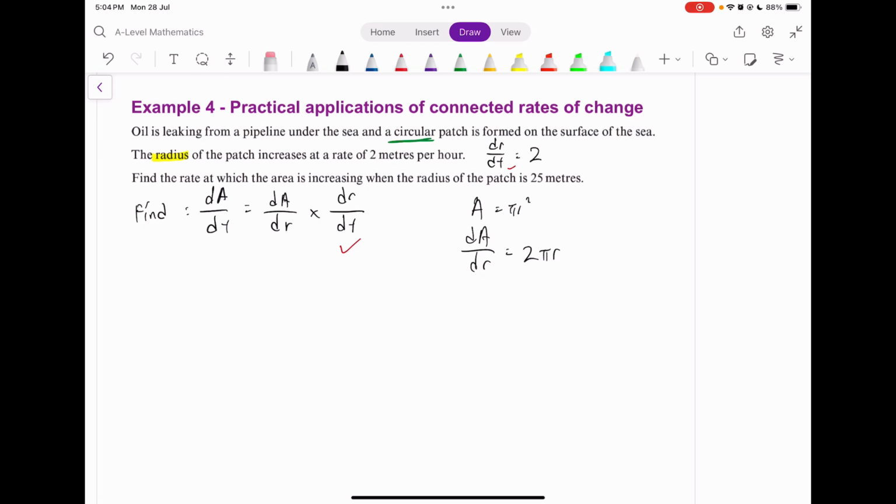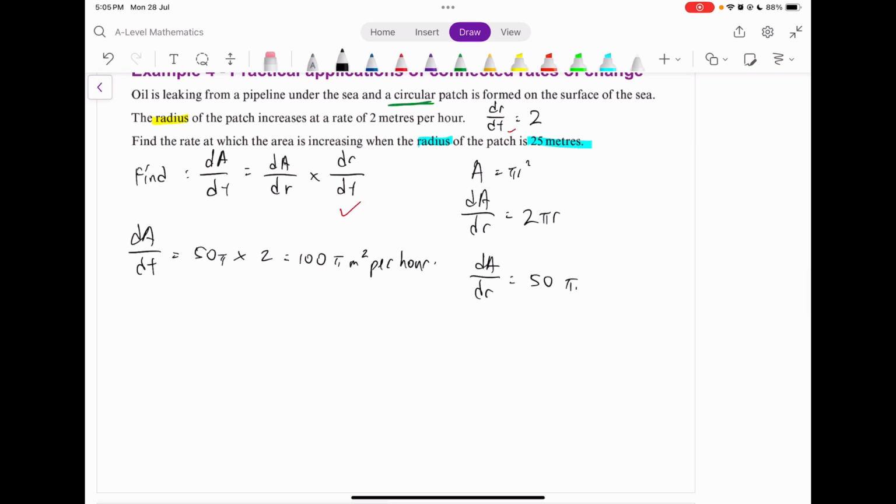它有讲在什么 value 没有？有的。When the radius is 25 meters. So hence dA over dr equals to 50 pi. And therefore dA over dt, we have 50 pi times 2. That makes it as 100 pi meter square per hour. 因为我们有那个 unit，有 unit 就永远就要写 unit 上去啦，just for safety like score.